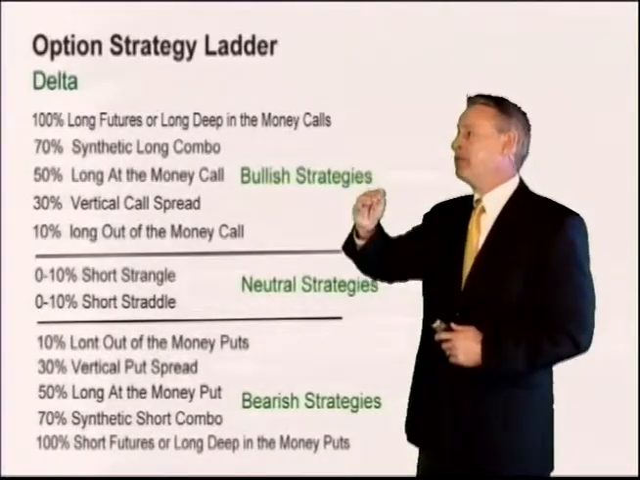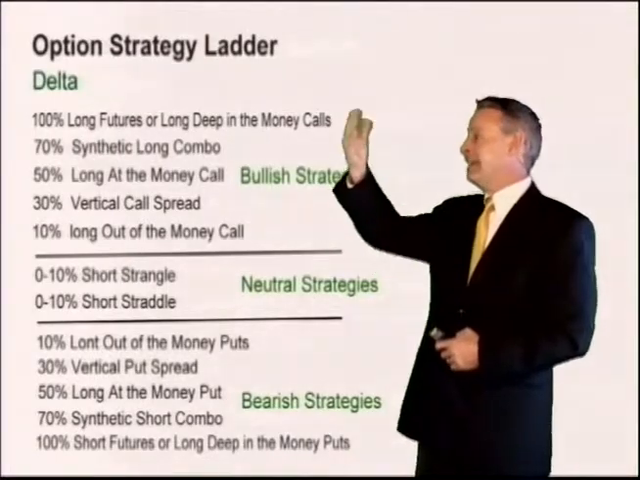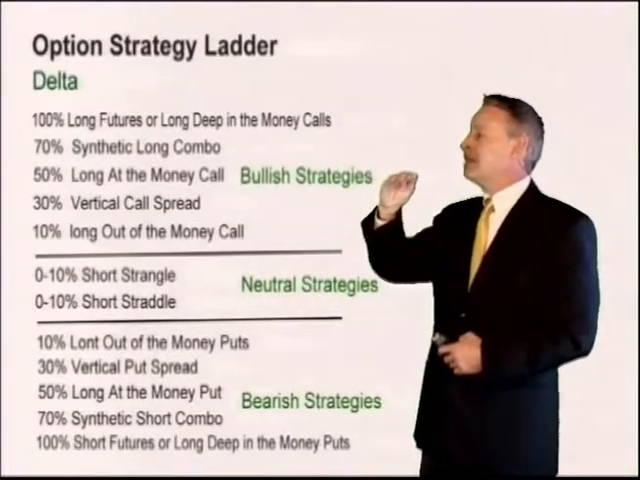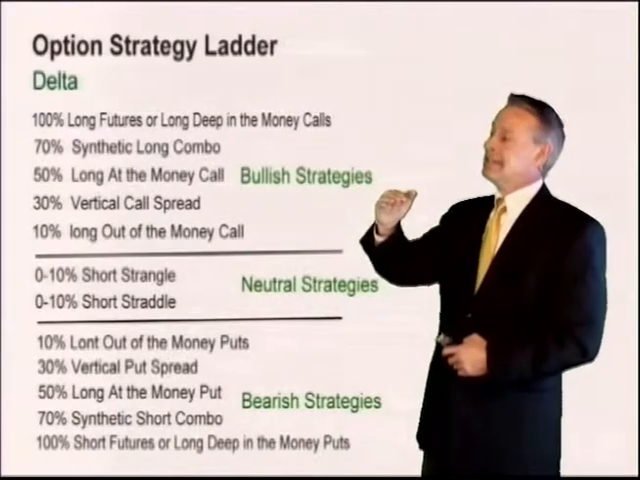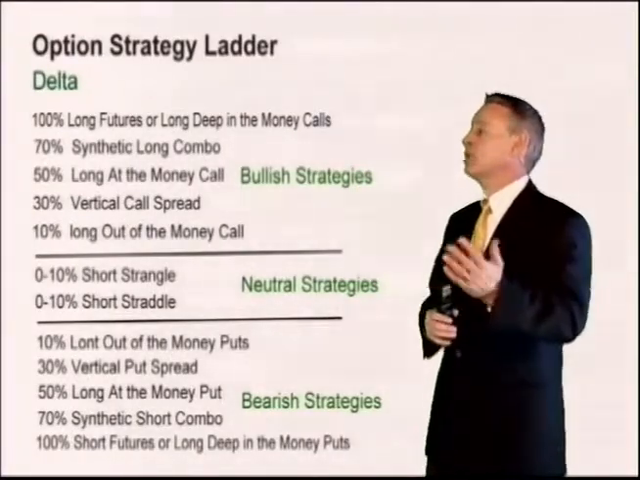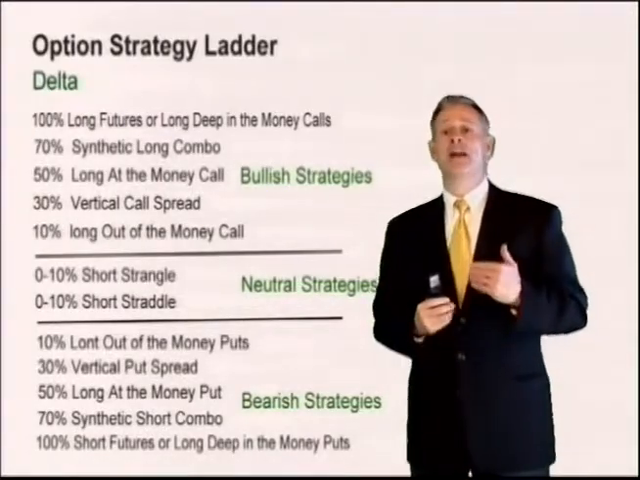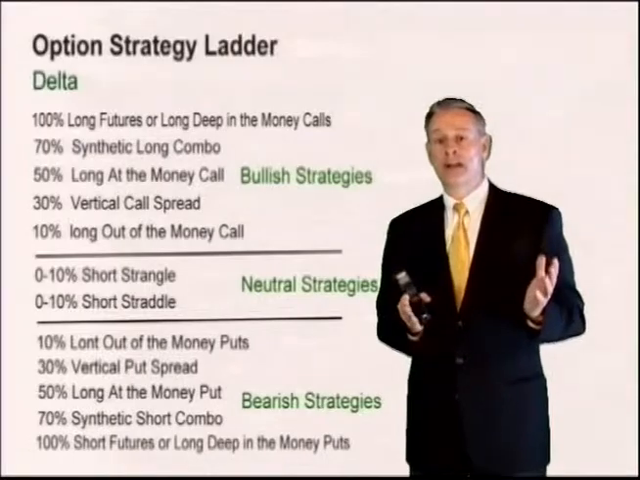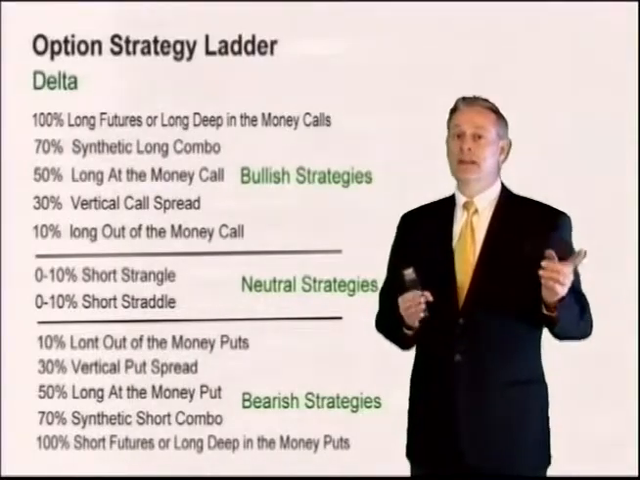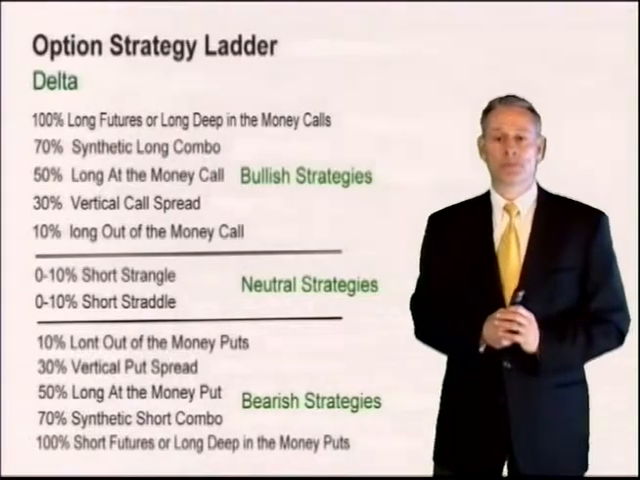Now, as you go down, a vertical call spread, where you're buying an at the money call and selling an out of the money call, is going to be less bullish. And probably the least bullish out of this would be buying a way out of the money call. So if gold's trading at 1,200 and you bought a $1,300 or $1,400 call that's several hundred dollars out of the money, the movement of that option may only equal about 10% of what the futures is moving.